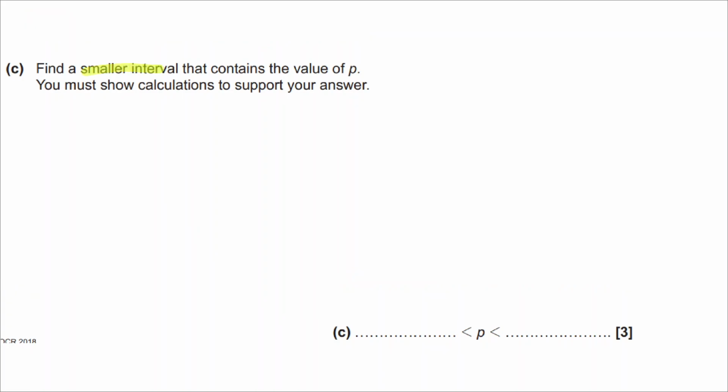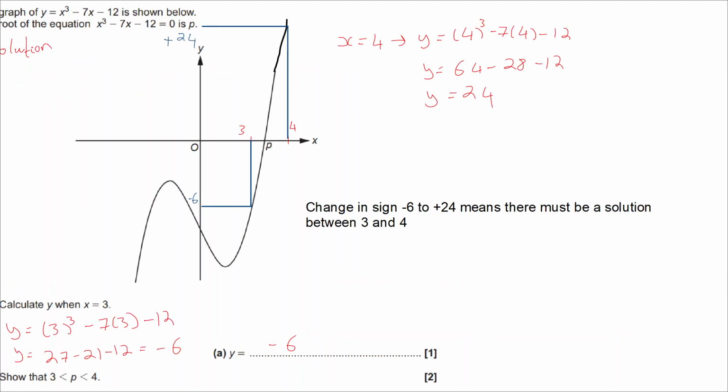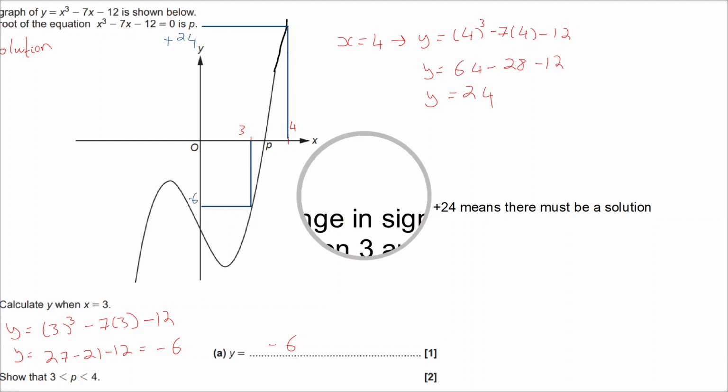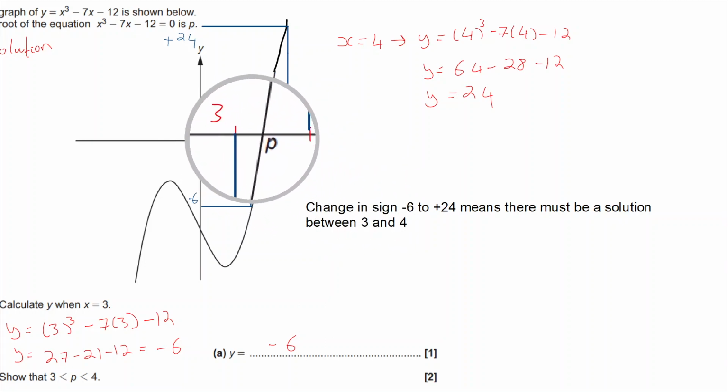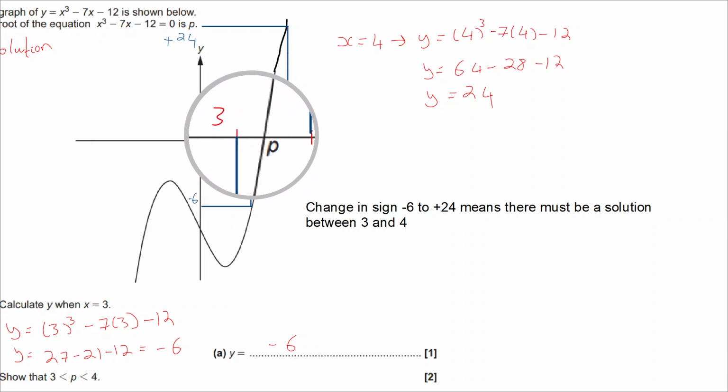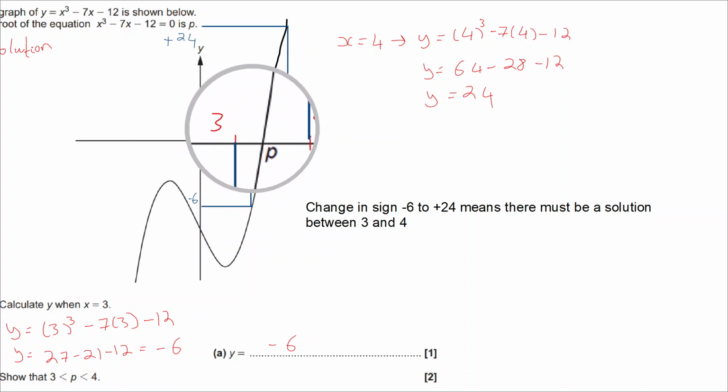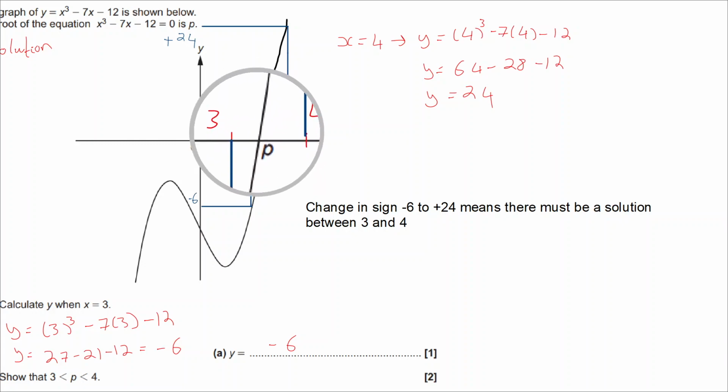And then part C here is find a smaller interval that contains the value of P. You must show your calculations to support your answer. So in this part, the interval was between 3 and 4. You now want to get even closer. I'm going to go and get out a magnifier here. We've gone between 3 and 4, and you want to get a more accurate interval here. So basically, you want to go to 1 decimal place. Let's go and try between 3 and 3.1 to begin with.